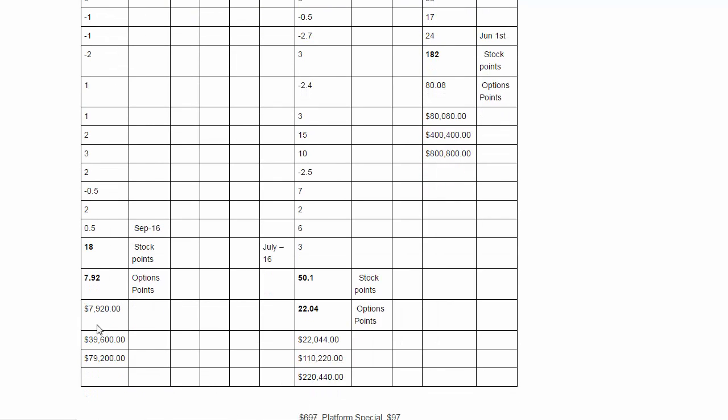So we have here stock points, options points. What does that represent? Here's the cycle. So 10 contracts, 50 contracts, 100 contracts. Yes, that was left out of the copy over. So you can see 10, 50, and 100 contracts.